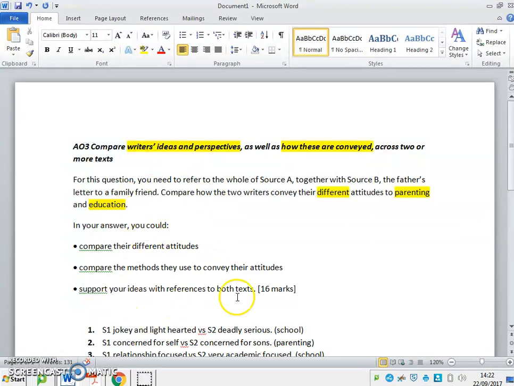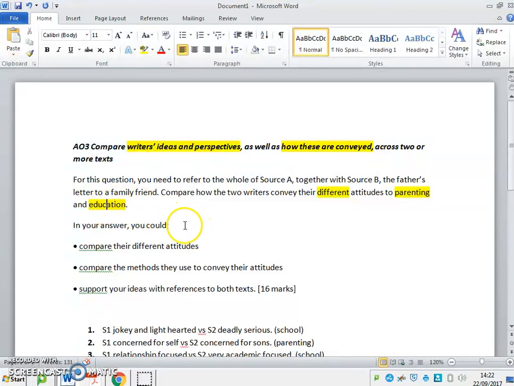So this is the question. I've just copied and pasted it. For this question, you need to refer to the whole of source A together with source B, the father's letter to a family friend. So there you've got to check which bit. So it's the father's letter. Compare how the two writers convey their different attitudes to parenting and education. So you're looking for differences and you're looking for things to do with parents and education.